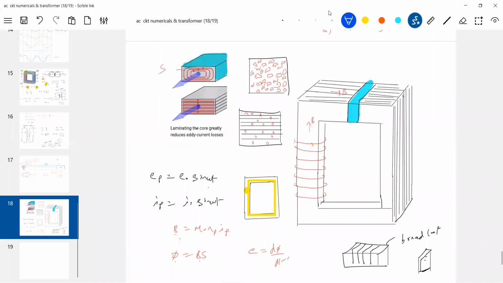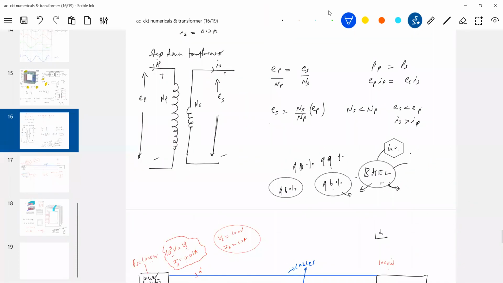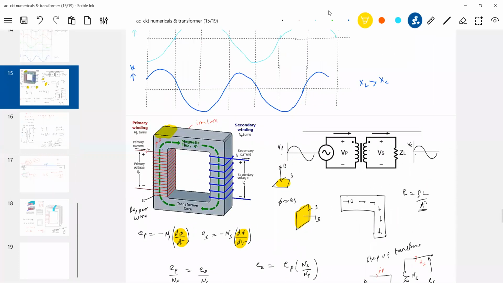Just two formulas are there that you have to remember. Nothing else is there. And always the primary and secondary voltages will be in phase. I think I've drawn it. This is very important. Check this graph. They will be in phase. The winding is such that they will be in phase.